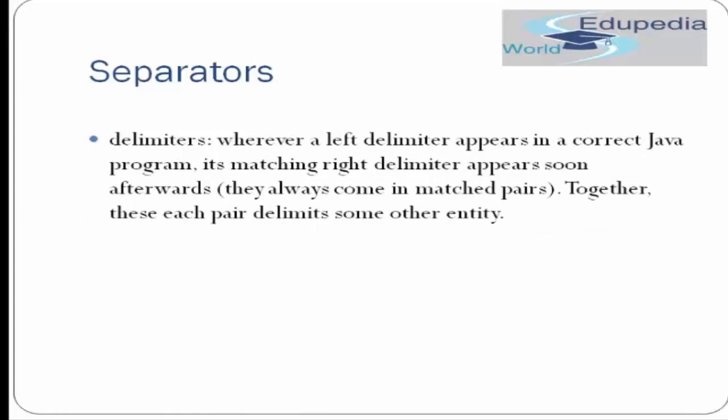Delimiters. So what are delimiters? Wherever a left delimiter appears in a correct Java program, its matching right delimiter appears soon afterward. They always come in matched pairs. Together, each pair delimits some other entity. So whenever there is an opening bracket, there has to be a closing bracket for it too, and whatever is within those brackets is computed. So there could be any entity that is using those delimiters.